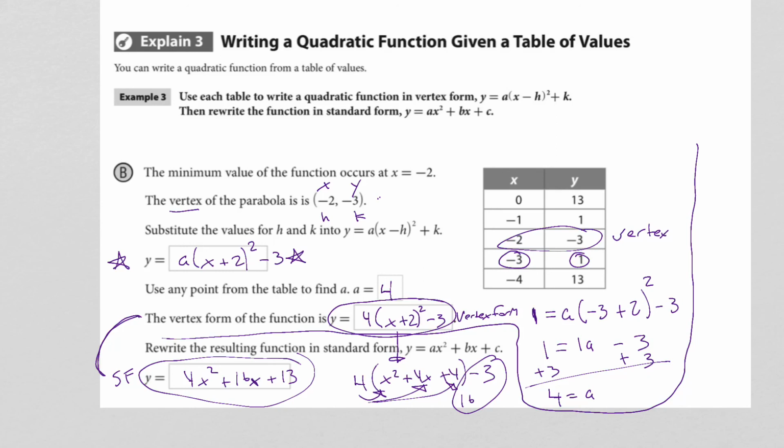I should write this down. If vertex form and standard form make the same graph, correct. If not, incorrect. One of them will be incorrect.